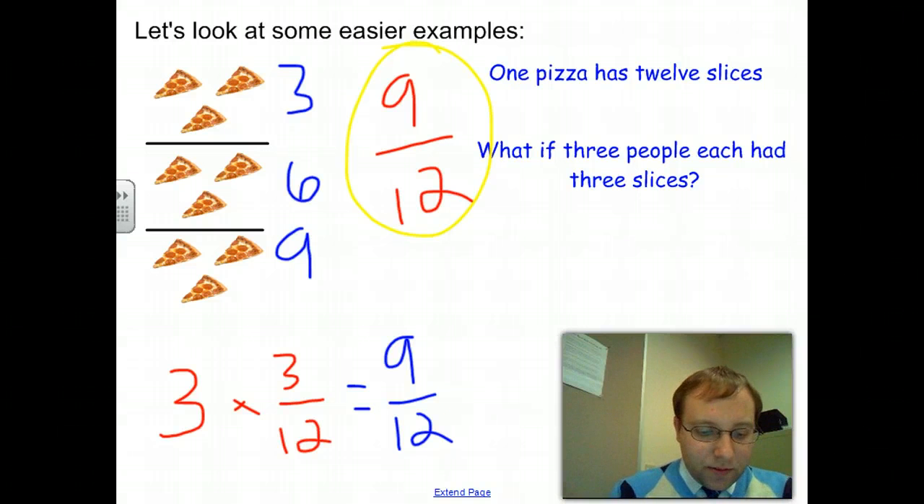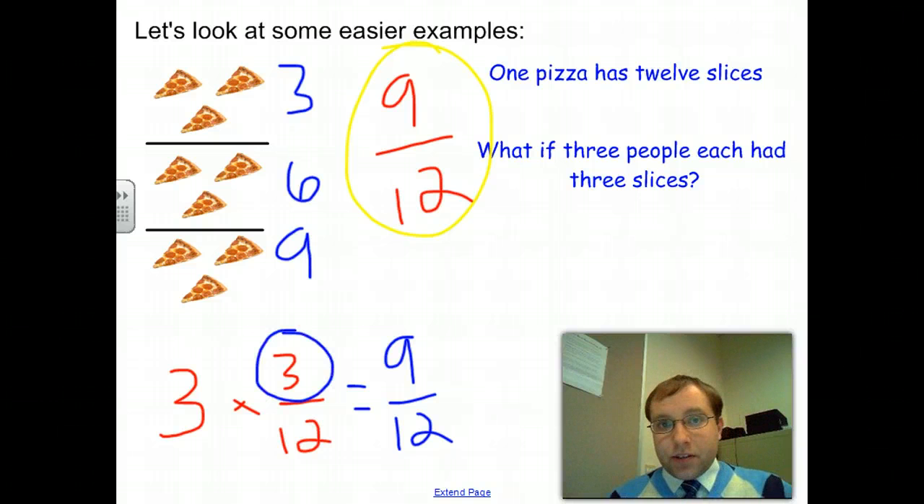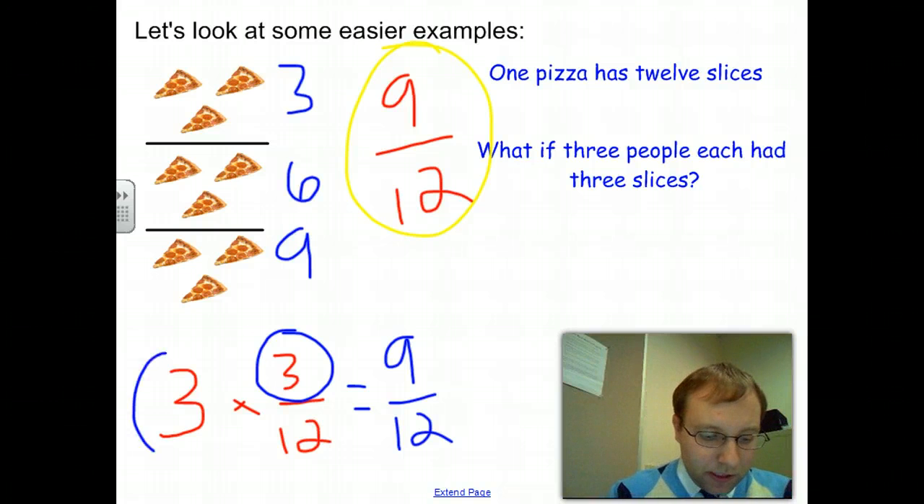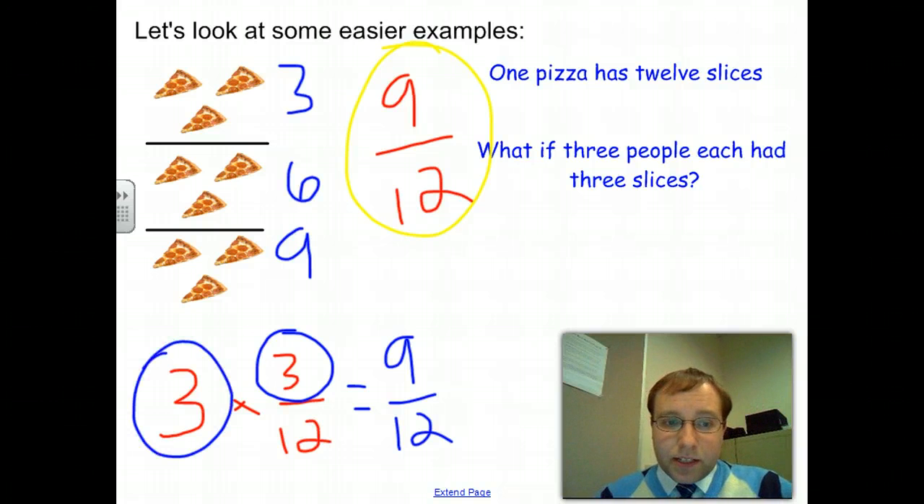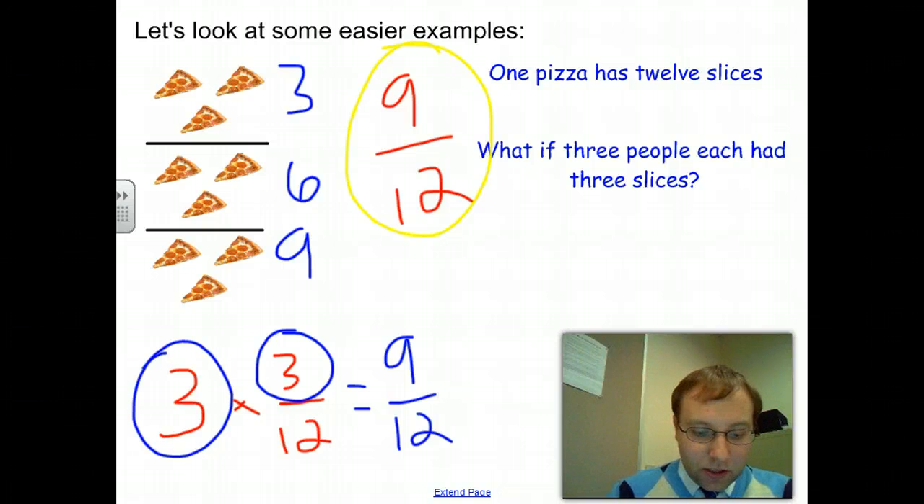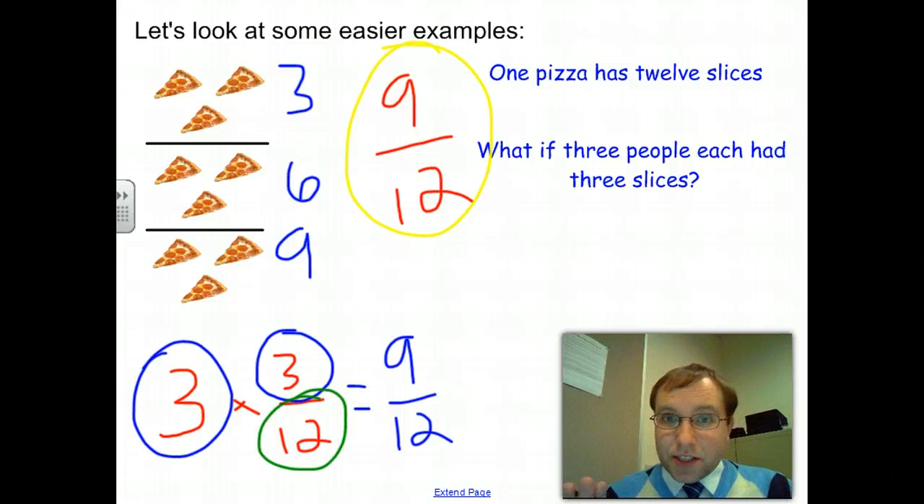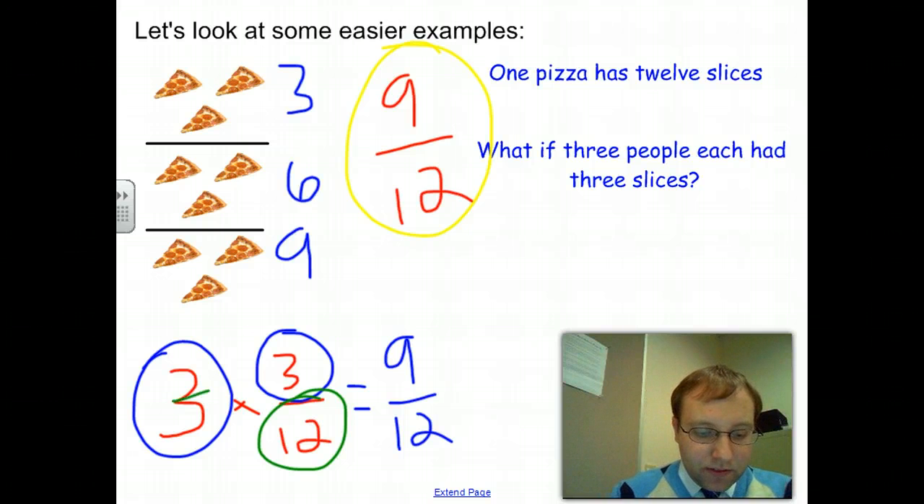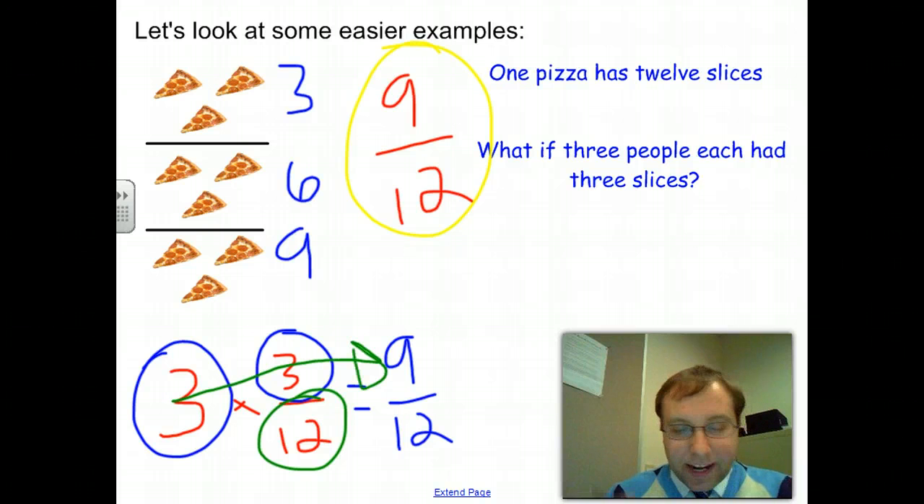Well, we have 3 slices of pizza in each of those sections, and we need to multiply it by 3 people eating those slices. Now keep in mind here that our total number of slices in the pizza doesn't change. So our denominator is not going to change when we multiply together this fraction with this whole number. And you can see by looking at the numerator of the fraction and the whole number that it appears that we've just multiplied those two together and gotten 3 times 3 equals 9.